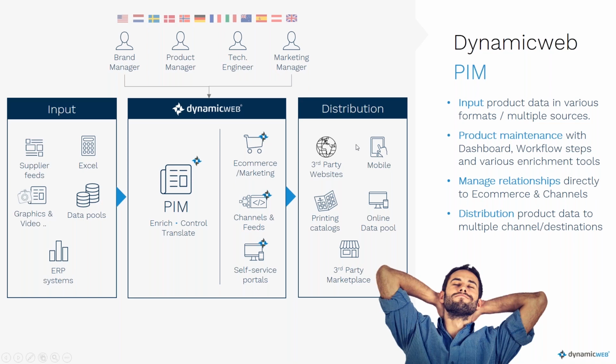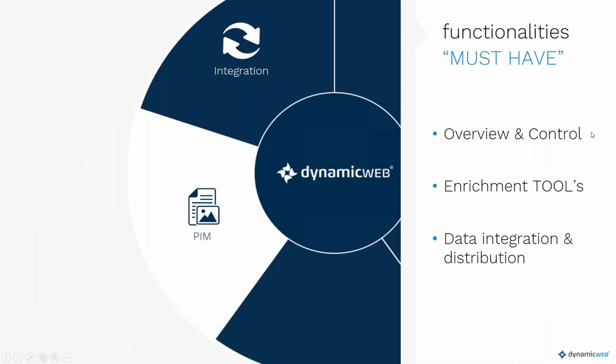So if we look into the handling of products and the must-have functions, we can say that there are three main areas a PIM solution should service the company with. Well, one of them is, of course, to get the full overview and control of the products that are in a process of being enriched and made ready to be published.